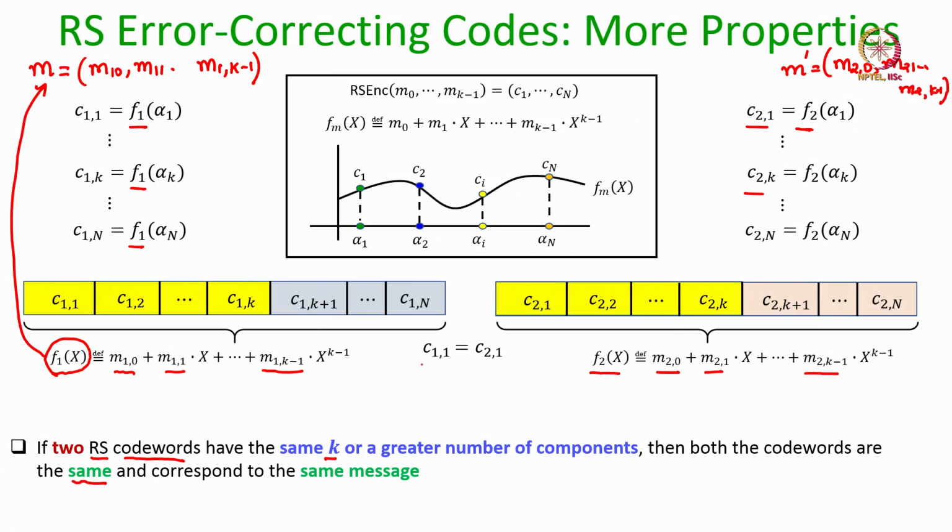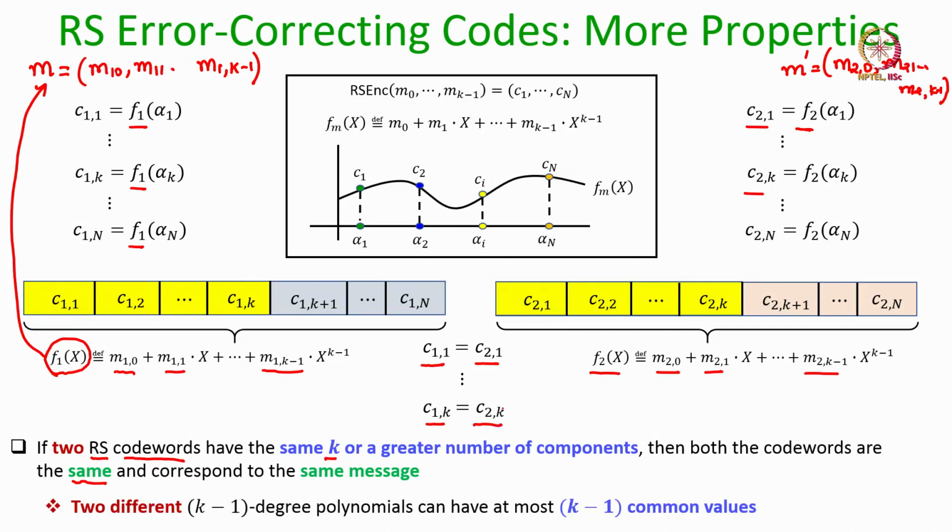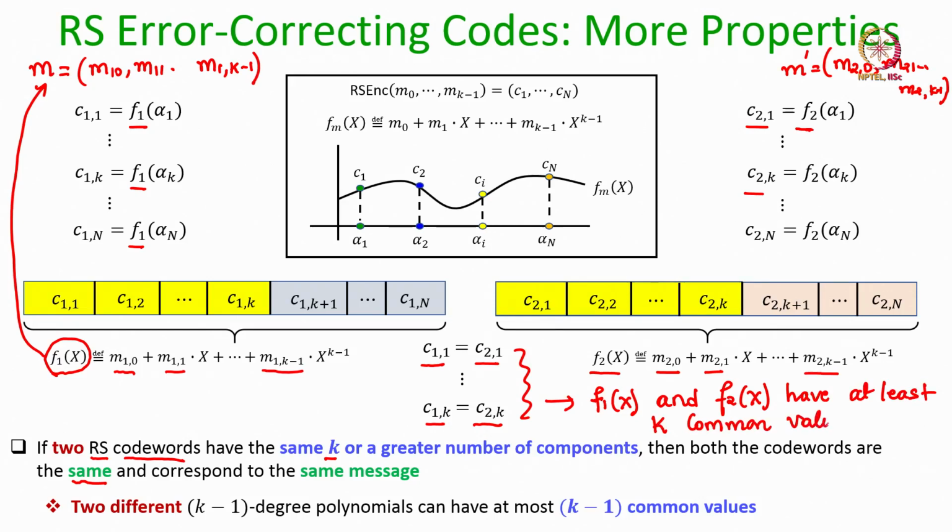That means the first component of the first code word C11 is the same as the first component of the second code word, and like that the kth component of the first code word is the same as the kth component of the second code word. Now, this equality means that f1 of x and f2 of x have at least k common values. Why at least k common values? Because each of these values are individually k distinct points on polynomials f1 of x and f2 of x respectively, and since they are equal, both these polynomials give you the same value at k distinct alpha values.